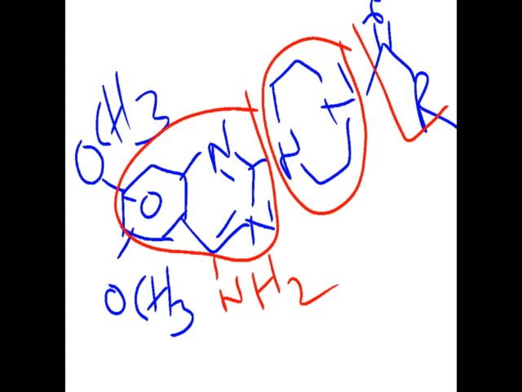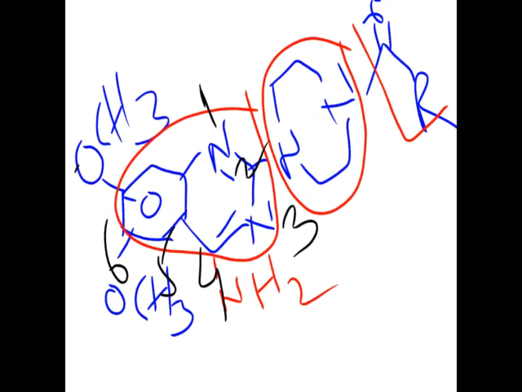Okay, so numbering generally starts from one of the nitrogens present at this position. So numbering starts from this one, this is 1, this is 2, this is 3, this is 4, this is 5, this methoxy group is at 6, this methoxy is 7, this is 8. So that is the numbering.